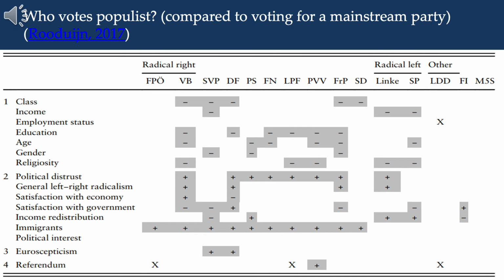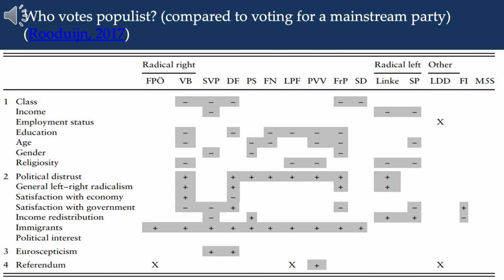Demographic issues also play a role. So populist voters tend to have lower levels of education. They tend to be younger, and I think the negative sign for gender means they tend to be men. And in some cases, they tend to be less religious. So that's interesting.